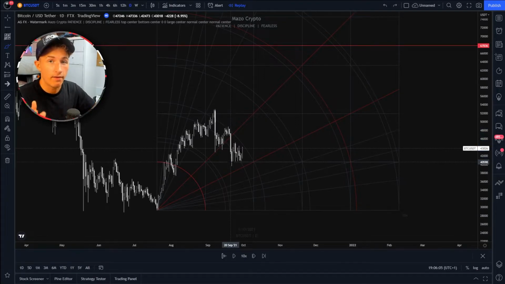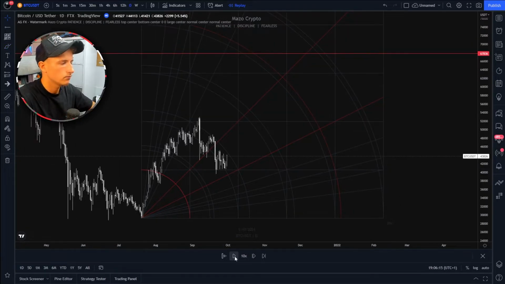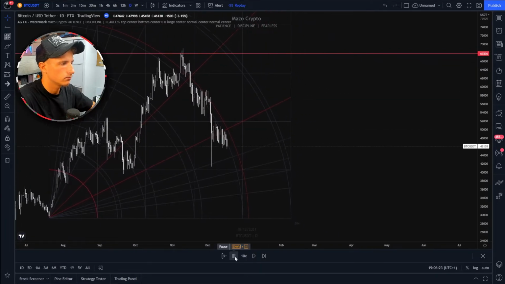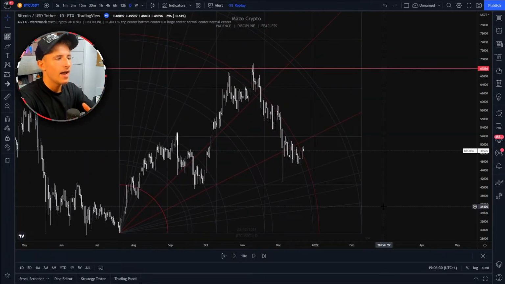This tool is very precise, and it's actually very scary how precise it is. Let's play it one more time to see where the price goes in the future. Now as we can see, this definitely is working to perfection.